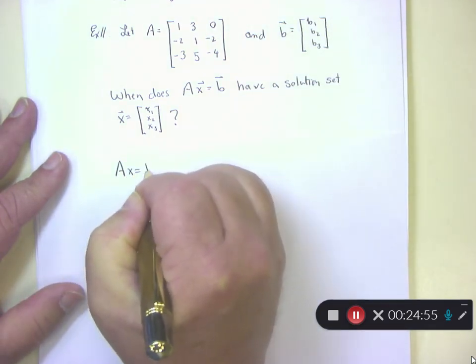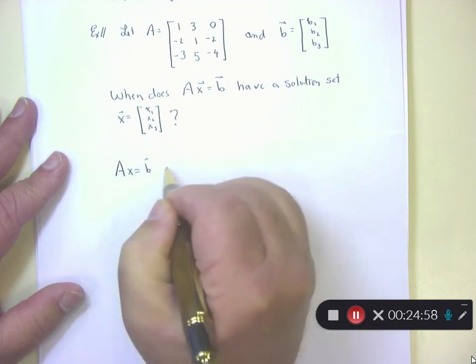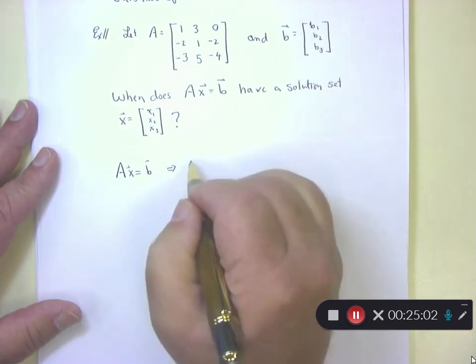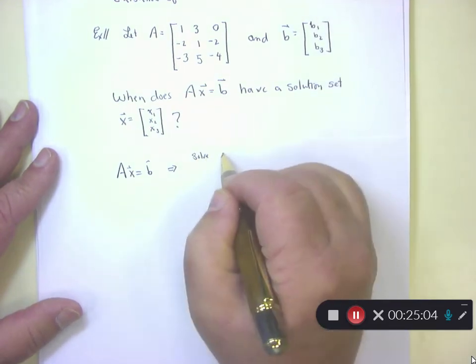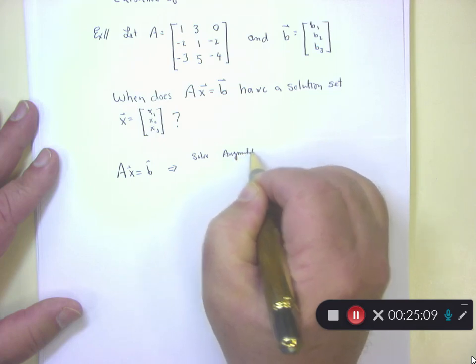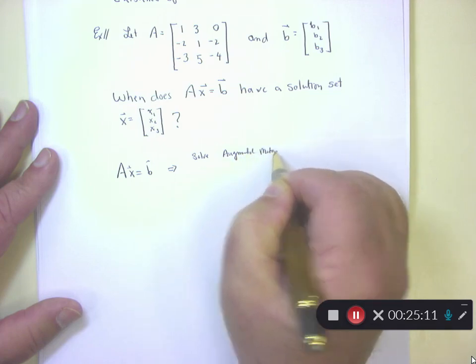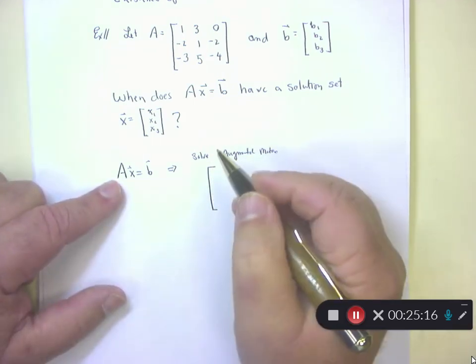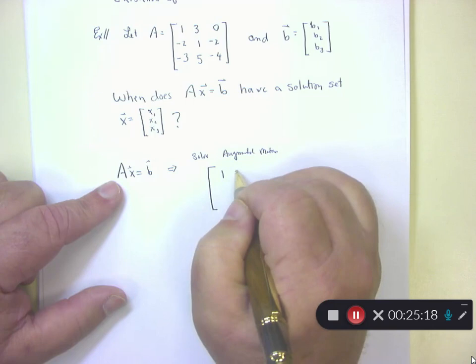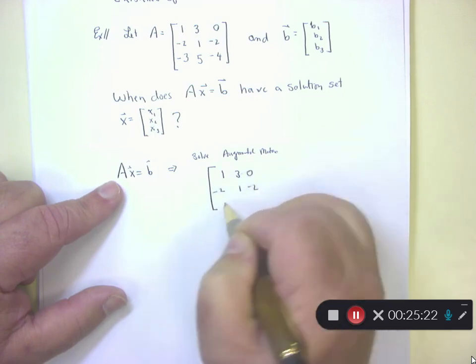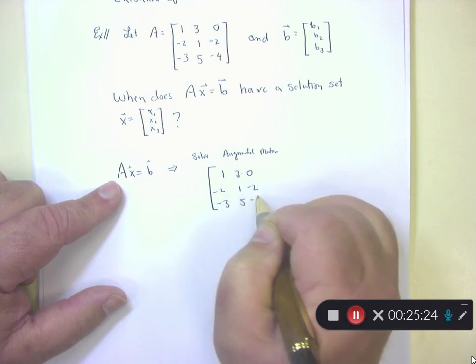If I talk about AX equals B, you told me a few seconds ago, when you're going to solve, what is it going to look like? You use an augmented matrix, right? What would the augmented matrix be? It would be the coefficients of the coefficient matrix A, which is 1, 3, 0, negative 2, 1, negative 2, negative 3, 5, negative 4.